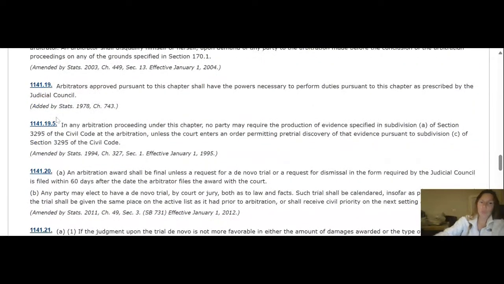1141.19, arbitrators approved pursuant to this chapter shall have the powers necessary to perform duties pursuant to this chapter as prescribed by the Judicial Council. 1141.19.5, in any arbitration proceeding under this chapter, no party may require the production of evidence specified in subsection A, section 3295 of the Civil Code at the arbitration unless the court enters an order permitting pretrial discovery of that evidence pursuant to subsection C of section 3295 of the Civil Code.